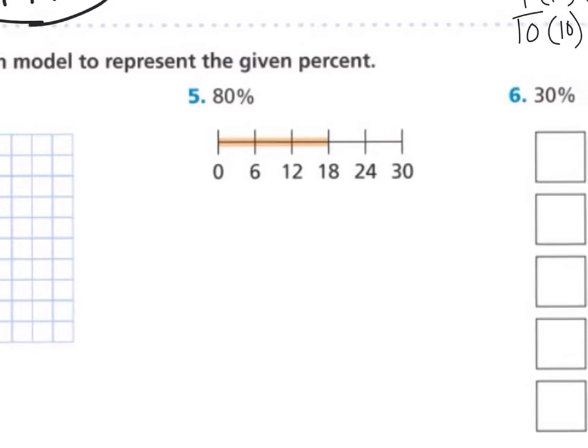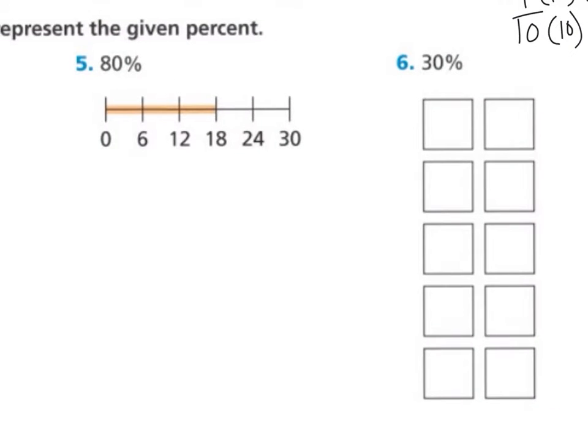On 5, they accidentally did some shading here for us, but we'll need to double check if they did this correctly or not. If you want to look at this, there are 5 different sections here. And so our goal is to get 80%. 80% means 80 out of 100. So the question is, how many out of 5 would we need?